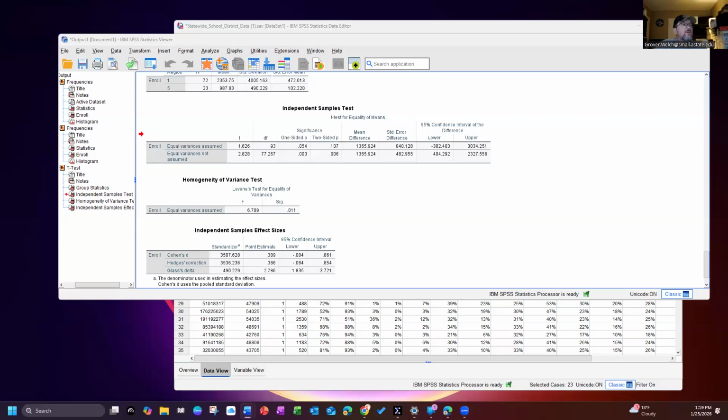Since there's no significant difference in district enrollment between Region 1 and Region 5, I report this as t(93) equals 1.63 with a p-value of 0.107 and a d of 0.39. Because our p-value is greater than 0.05, we fail to reject the null hypothesis. Since the result is not statistically significant, the effect size is considered to be zero, regardless of the calculated Cohen's d, so we do not interpret it.